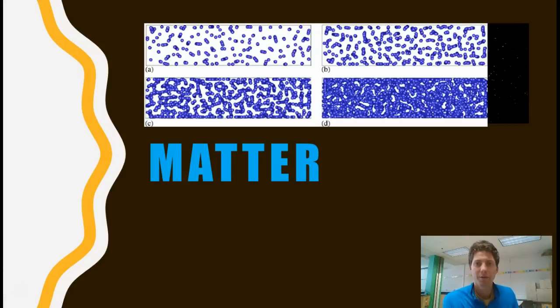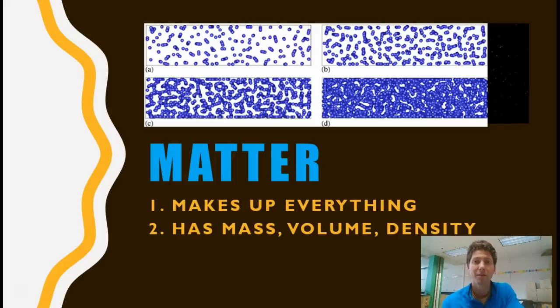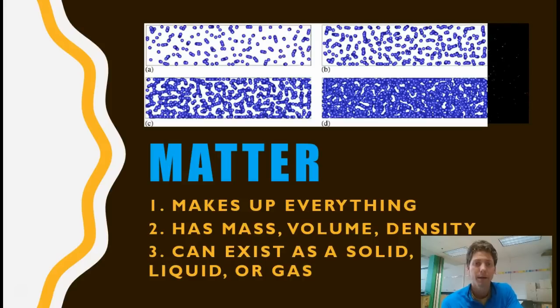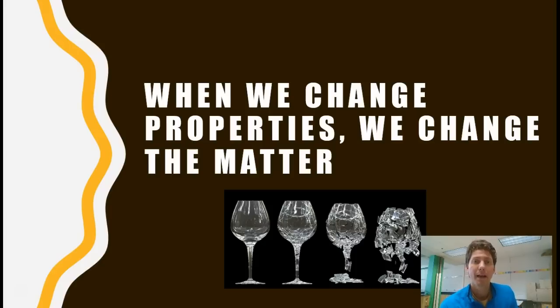Before we get into that, we need to address a few things. So first of all, what is matter? If matter can change, what is matter? Well, matter makes up everything. It has mass, volume, and density, which we've looked at. And it can exist as a solid, a liquid, or a gas. Matter has properties. As we learned, properties can be used to describe something. They're observed using the senses or equipment, science equipment that we use in the lab. These are some examples you see on the screen. They describe the matter. And lastly, matter can change. When we change the matter, we change the properties.